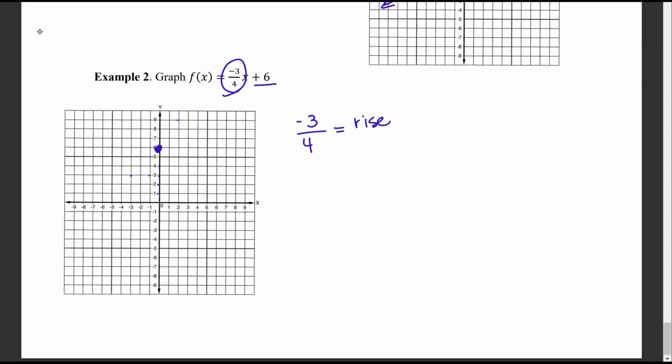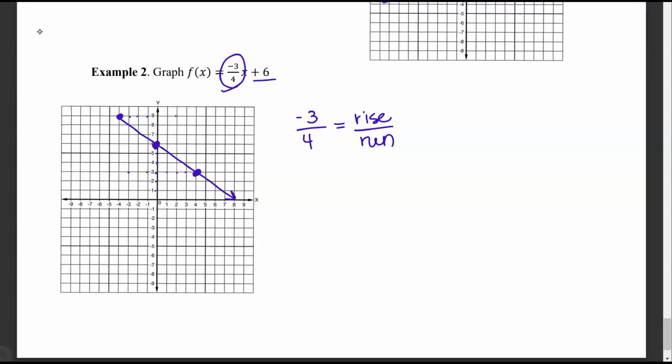This translates to rise over run. So I can go down 3 over 4, or I can also go up 3 over 4 in the opposite direction. And here is my graph. Notice that it is negative, and that's what I wanted. If I wrote the word hope on it, it would be going downward. All right, and that finalizes the notes for the section.